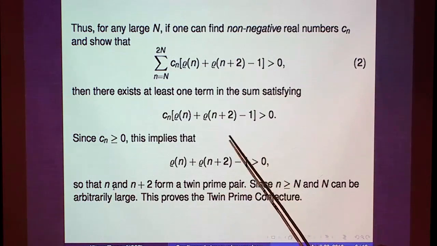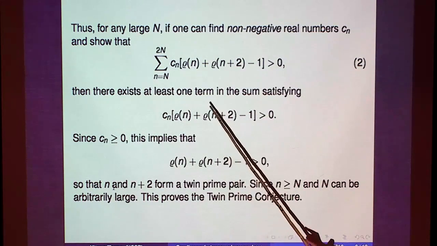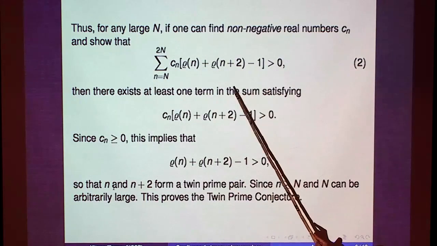But now, because the sum is from capital N to 2 capital N, this n is greater than capital N, and capital N can be arbitrarily large. So for every capital N, there is always a twin prime pair which is greater than capital N. Therefore, the conclusion: there are infinitely many twin prime pairs. So can we prove something like this?